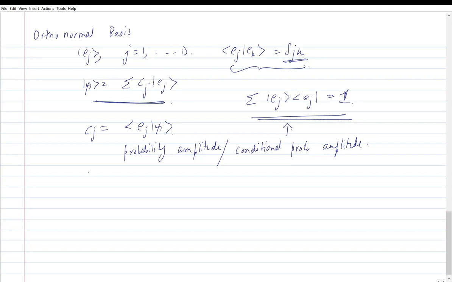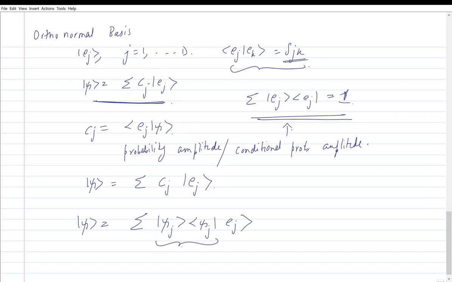Well, it's easy to see. How do we get that? I express psi as, now what do I do? I stick in the identity. So for example, psi can also be written as the sum over j of psi, j, ej. Remember, this is the identity. So what do I get? I call this particular quantity, well, so sorry, I screwed up the notation a bit.